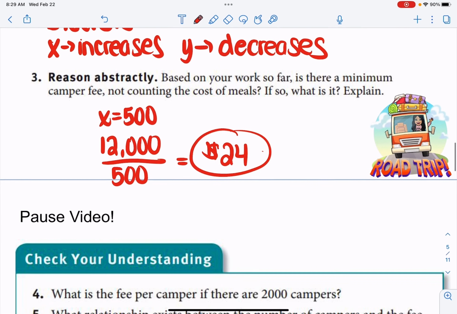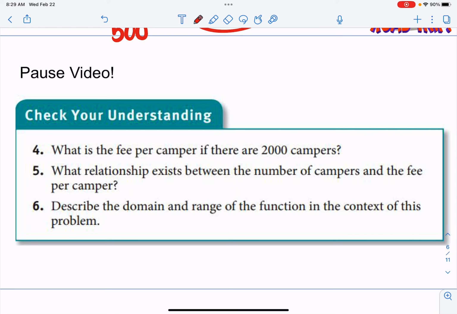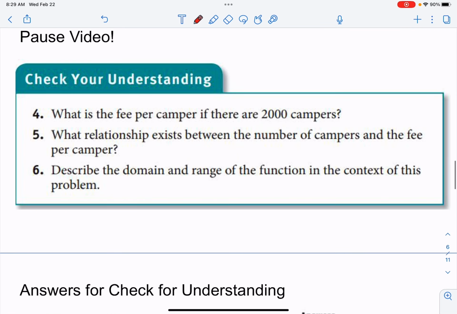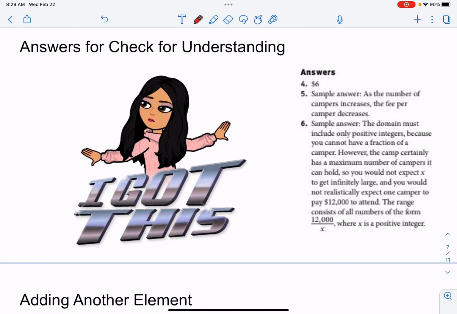So now we're going to pause this video and take a second to do the check for understanding. You can do it either in your groups or individually. Pause this video now. So here are the answers for the check for understanding.